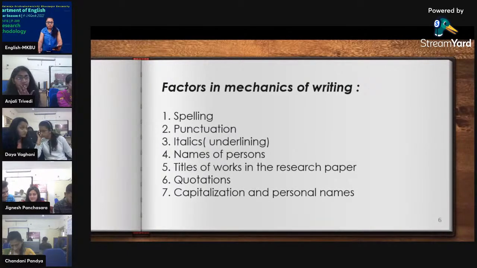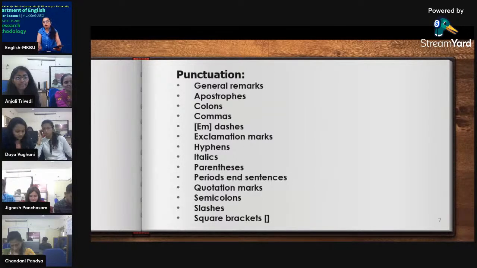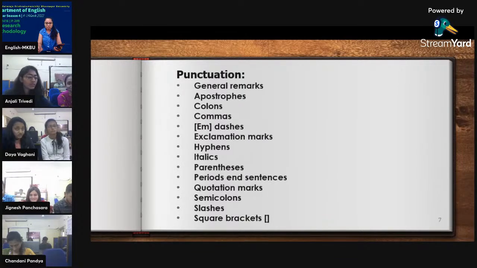Then for punctuation, there are many subtopics, like apostrophes, colons, commas, dashes, exclamation marks, hyphens, italics, parentheses.